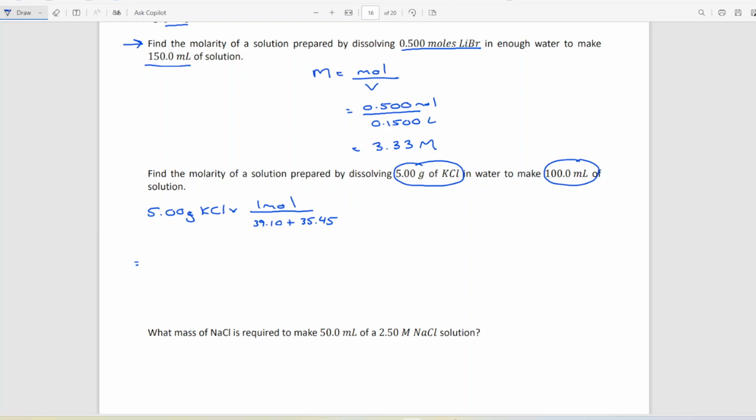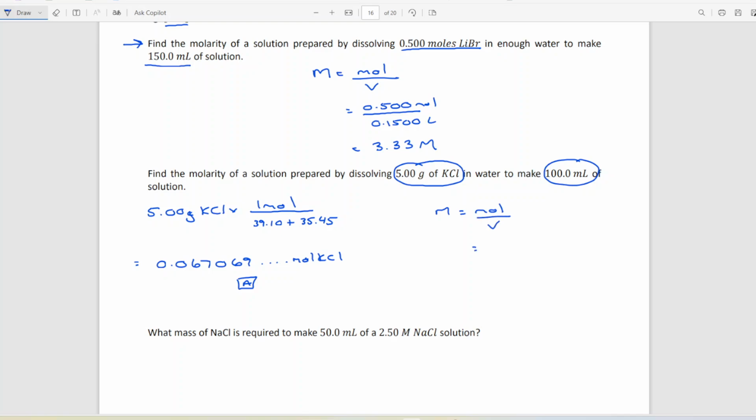5 divided by bracket 39.1 plus 35.45 unbracket equals, and we would get 0.067069 dot dot dot. Now you'll notice, right, this is technically 3 sig figs, but I'm not at a final answer. This is moles of potassium chloride, and I'm going to use this again. So maybe you store it as A, or maybe you know that this is going to be the previous answer in your calculator. But now to find molarity, we're going to do moles divided by volume.